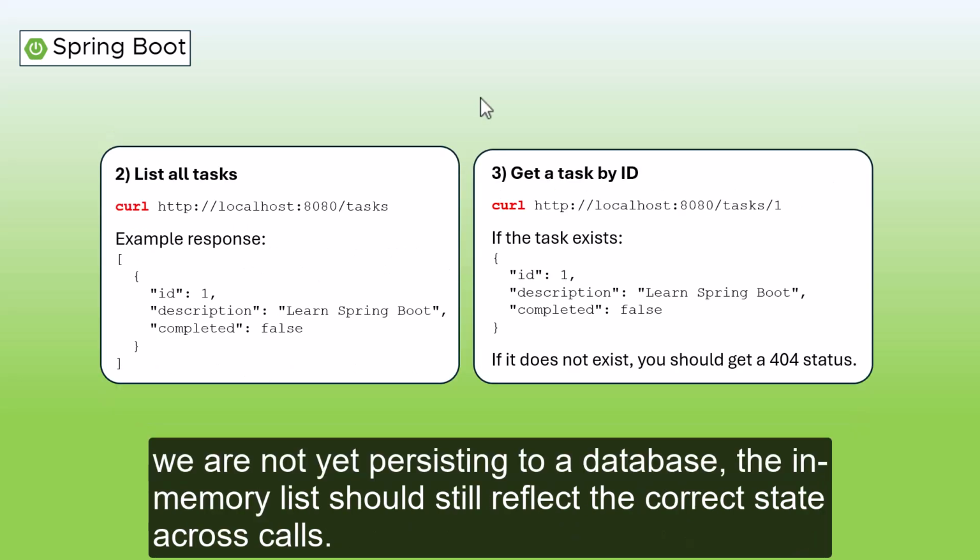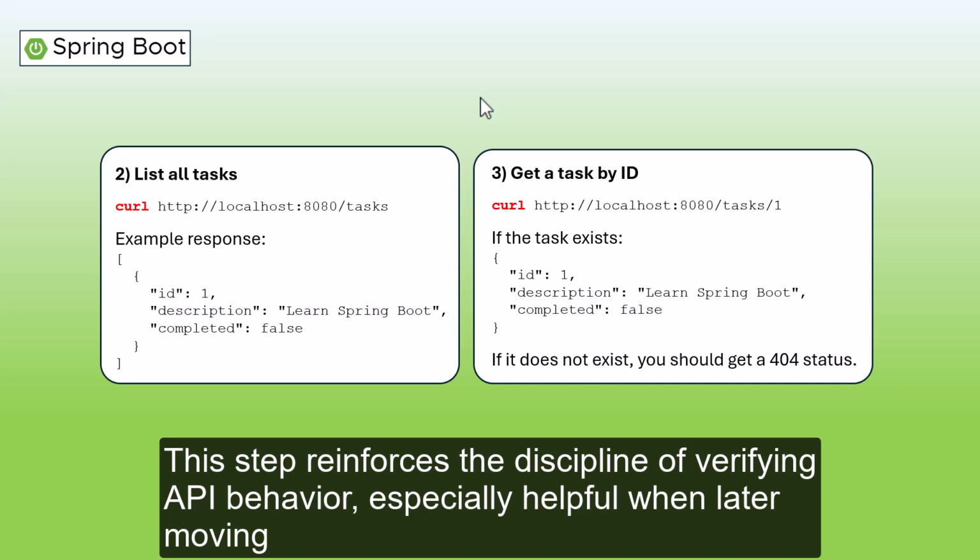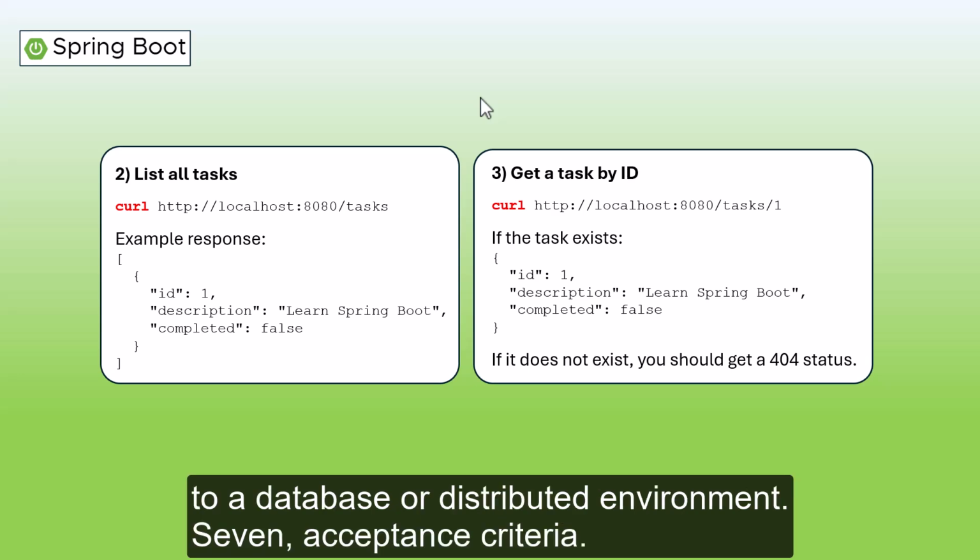Although we are not yet persisting to a database, the in-memory list should still reflect the correct state across calls. This step reinforces the discipline of verifying API behavior, especially helpful when later moving to a database or distributed environment.